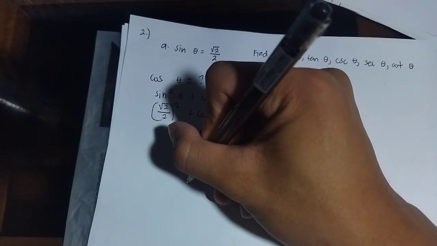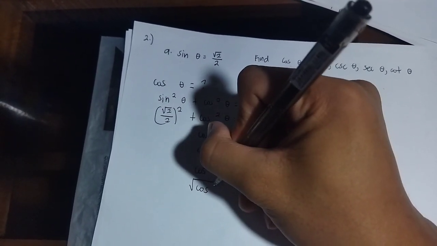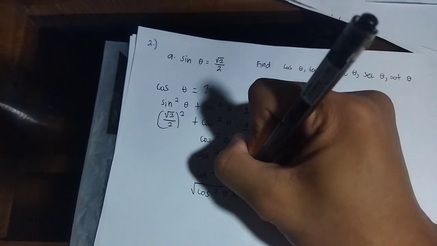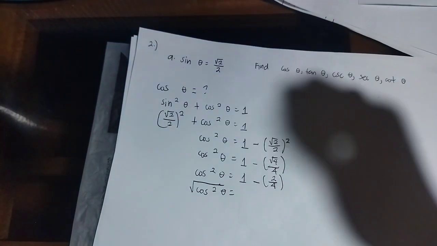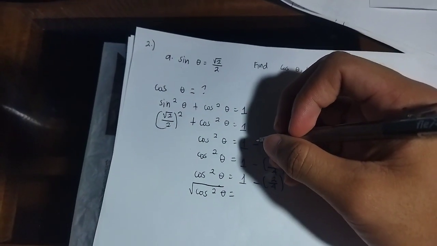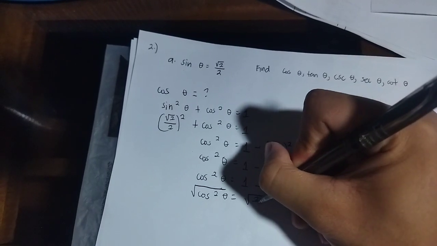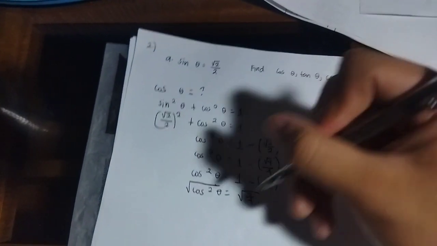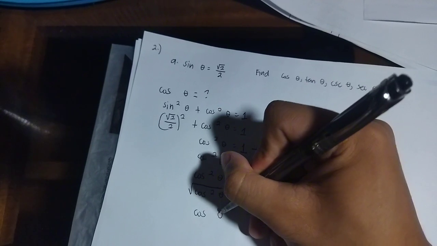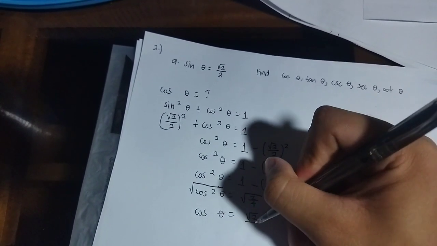Then copy the cosine squared theta, square root the cosine squared theta, and 2 over 4. So we have square root of 2 over 2.